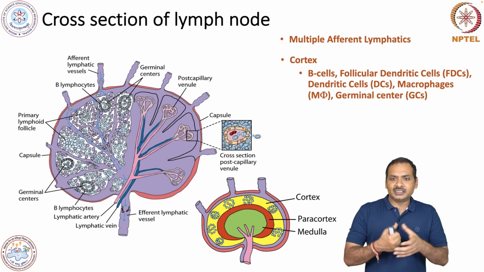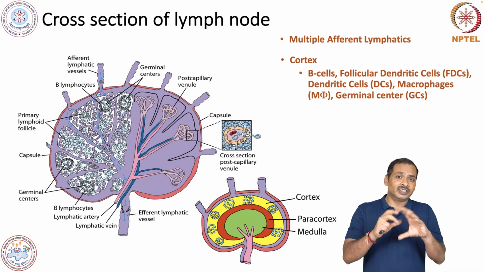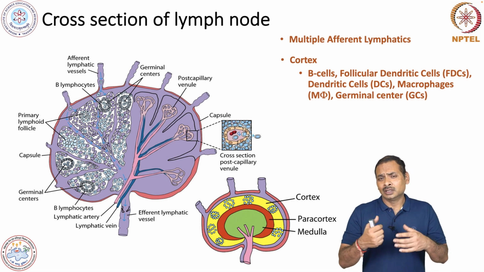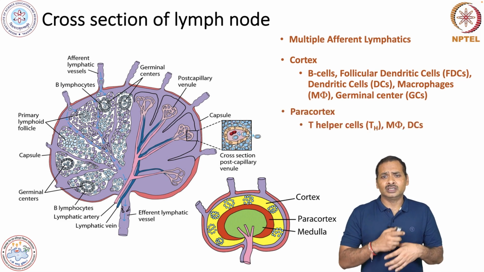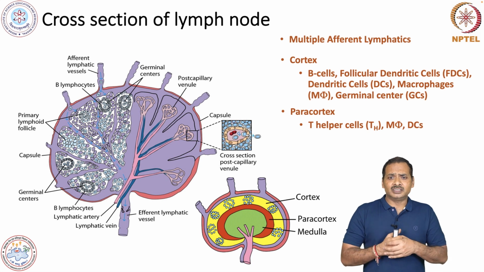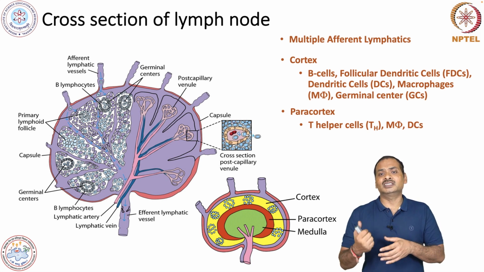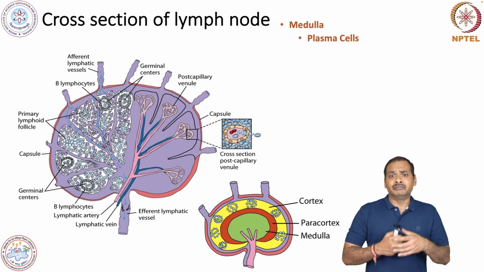There are macrophages in the cortex, and there is a germinal center, as I have explained. It's a very active region where B cells are differentiated into plasma cells and produce the antibody. There is a paracortex region which is rich in T cells, T helper cells, macrophages and dendritic cells. And there is a medulla region.